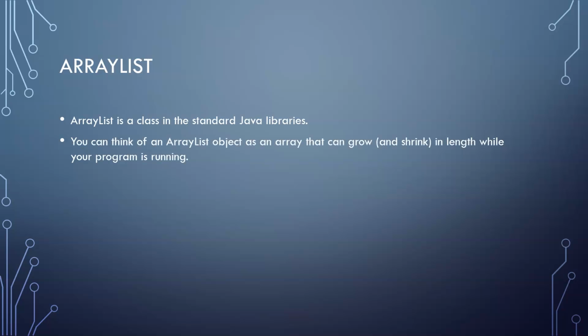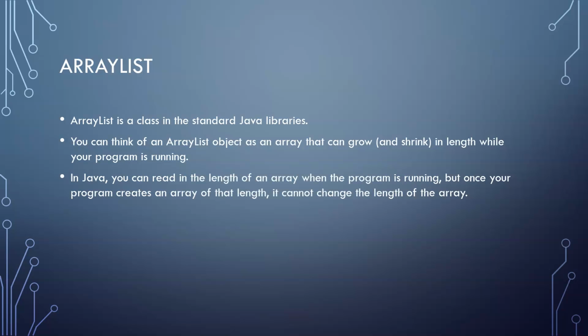You can kind of think of an ArrayList object, therefore, as an array that can grow, or shrink, rather, in length while your program is running. So it gives you some good flexibility in there. So remember we talked about partially filled arrays, we kind of have to do a little finagling. Well, ArrayLists, they have the ability to grow and shrink.